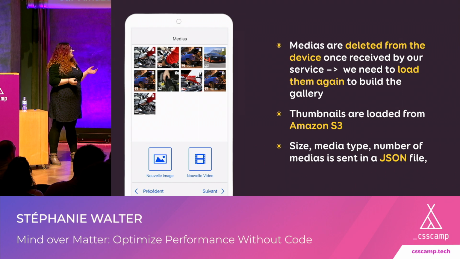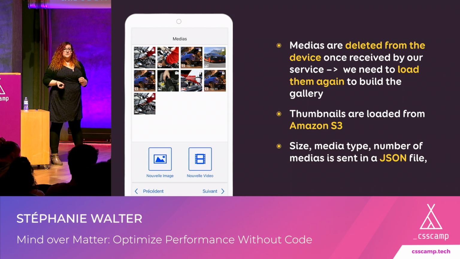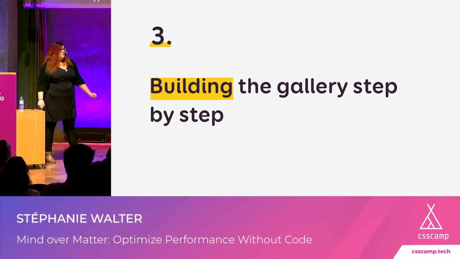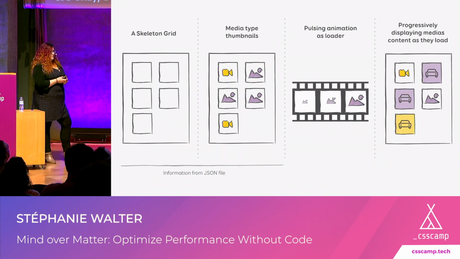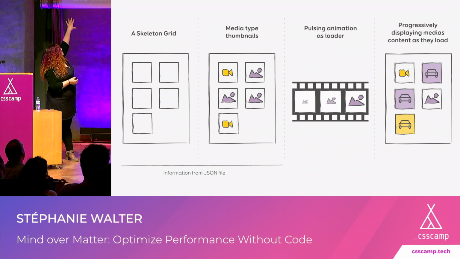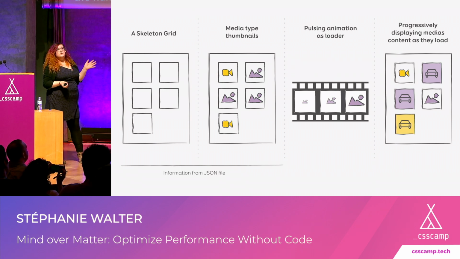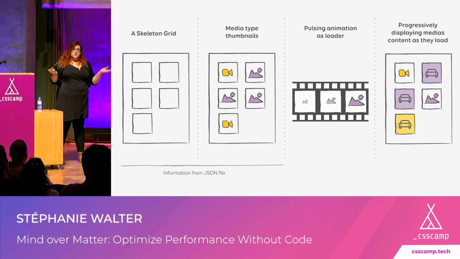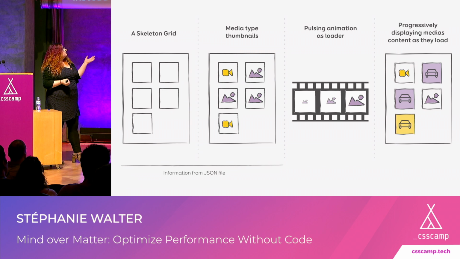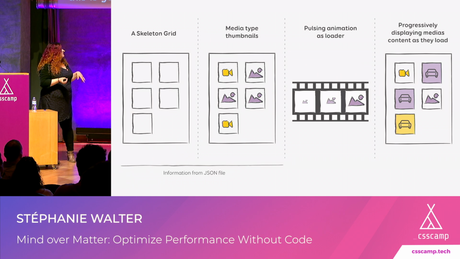In this JSON file, they store the size, the media types, and the number of medias they have. And I'm OK, I can start working with that. So, building it step by step. From the JSON file, I get the number of medias, so I can already create this skeleton grid for my gallery. Then the other thing I get from the JSON file is the type of media. So instead of having a blank gallery, I can already have some placeholders and say to the user, this is going to be a video or this is going to be an image.